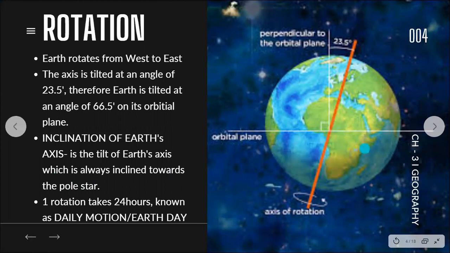And one rotation takes 24 hours, which is also known as the daily motion of the earth, or the earth day, or the solar day, right? There are a lot of names for this. And the inclination of the earth's axis is the 23.5 degrees tilt of the earth's axis, whereas on the orbital plane, earth is tilted at an angle of 66.5 degrees. This angle right here, students, is 66.5 degrees, right? So this is about rotation.